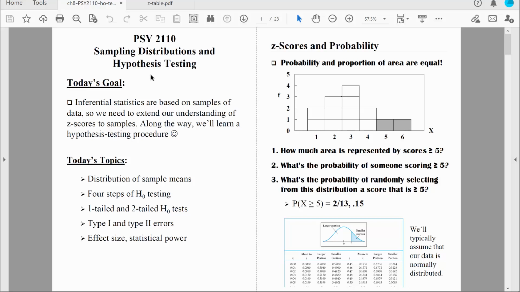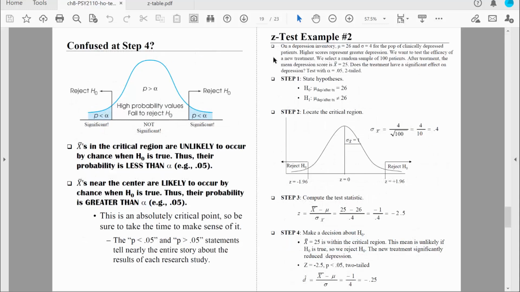Welcome back, everybody. Let's continue to talk about hypothesis testing. We already went through one example. Let's start the second. This second example is very similar to the first. In fact, it differs in only one way.